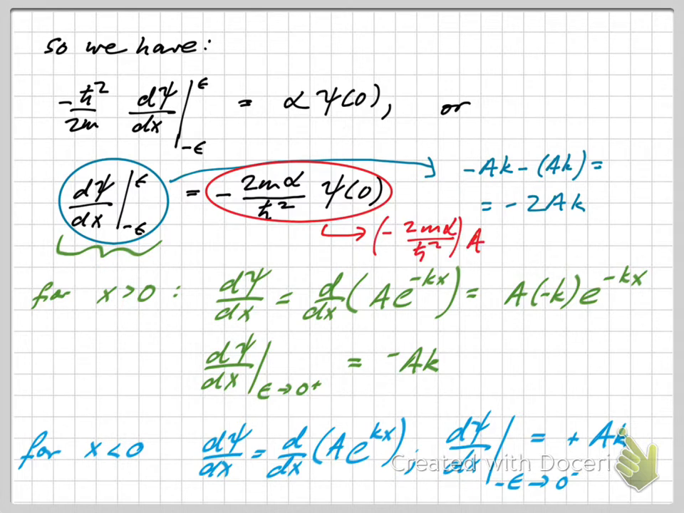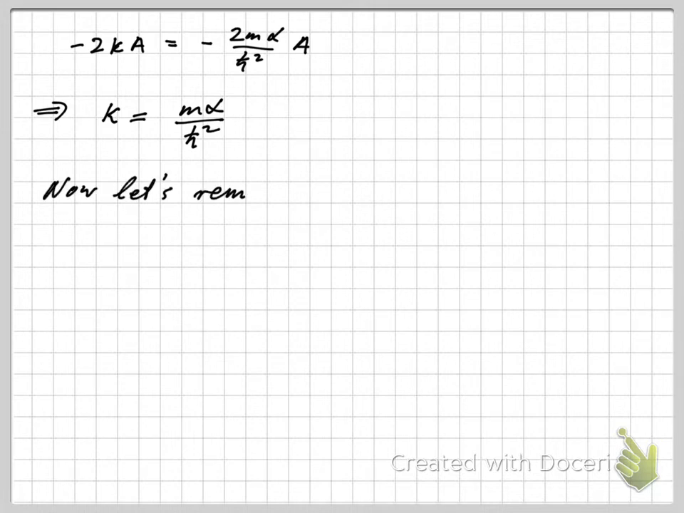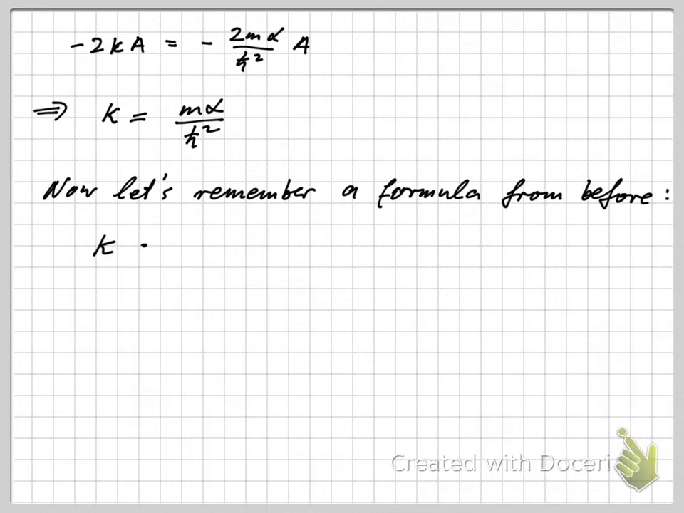And this here is going to be minus 2m alpha over h bar squared times A, capital A, because that's the value of the wave function at the origin. Okay, and so then I have the following equation here. I can solve that for kappa, and I get m alpha over h bar squared.